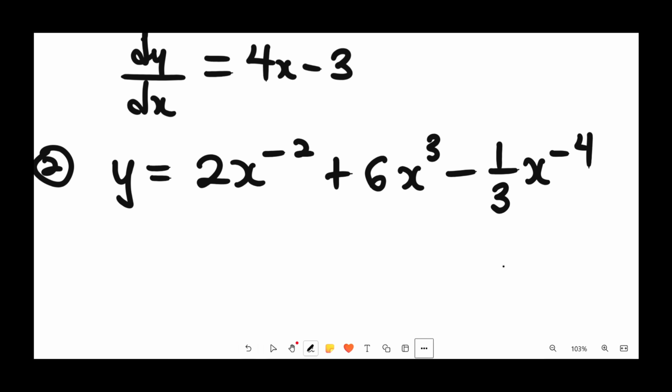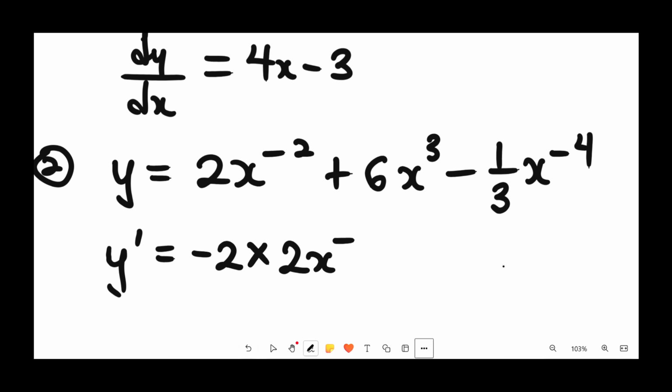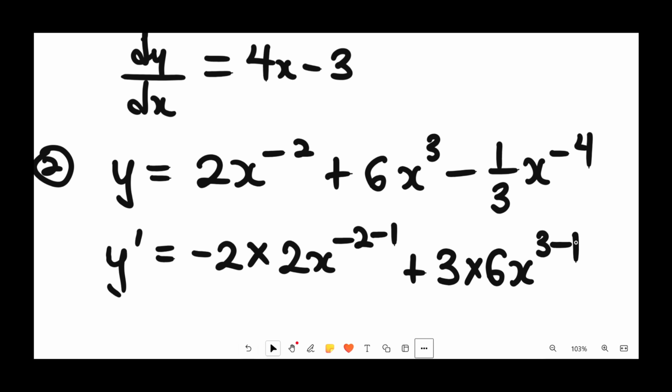So it's going to be our y prime, which will be equal to, now we need to identify the power. So the power of the first independent variable is negative 2. So it's going to be negative 2 multiplying a given term, which is 2x to the negative 2, but we are going to reduce the power by 1, so minus 1. Then we continue to the next term, and the power of the next term is 3. So we have plus, then 3 multiplying 6x, and we are going to reduce the power also by 1, so 3 minus 1.